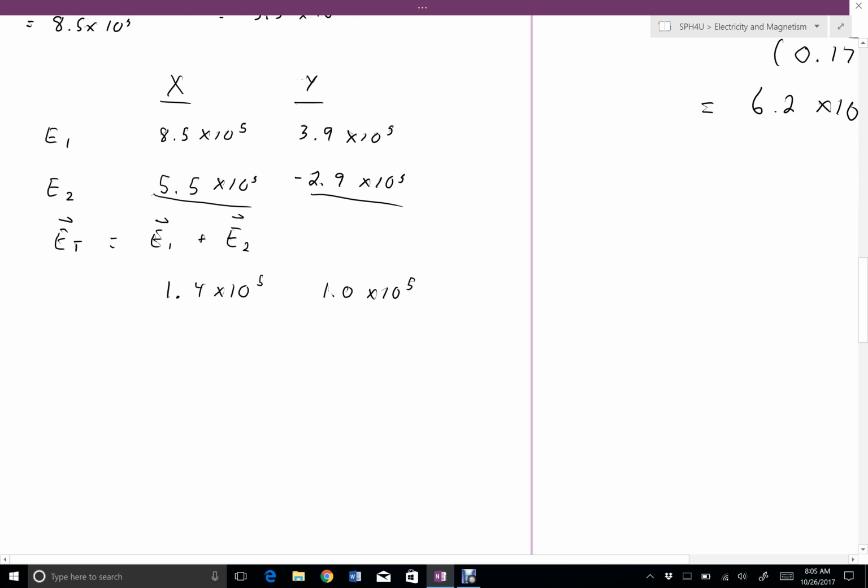So now I simply have to recombine those vectors. Hold on, this should have been times 10 to the 6. That's times 10 to the 6, right? Yeah. So 1.4 times 10 to the 6 and 1.0 times 10 to the 5.